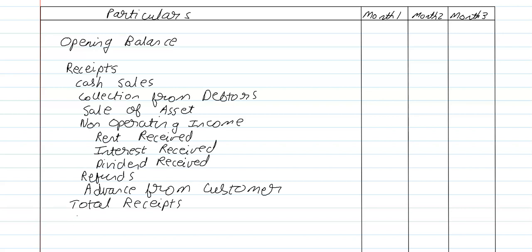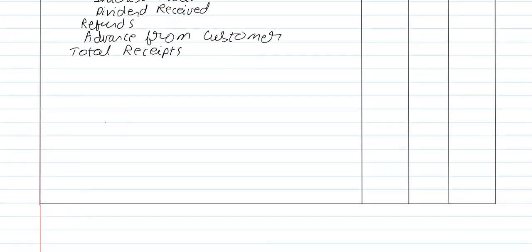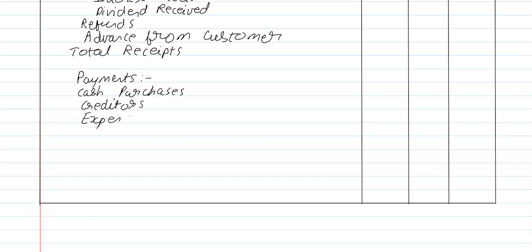Next, we look at payments. Payments, you can think of cash purchases, think of payment to creditors, then any expense, so expenses, think of salary, rent, utility bills, electricity, telephone, etc.